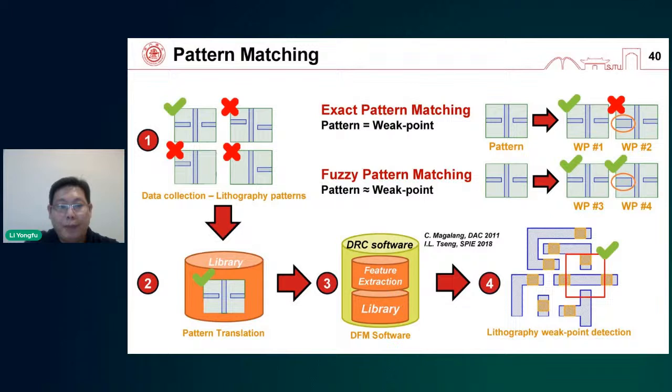We know that pattern matching earlier on focused a lot on exact pattern matching. In fact, in our pattern matching space, we also have a terminology called fuzzy pattern matching, meaning that if there are some variances in the width of the edges, we can also identify the patterns.